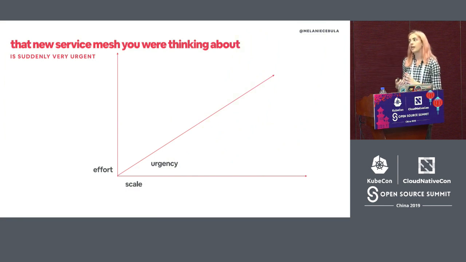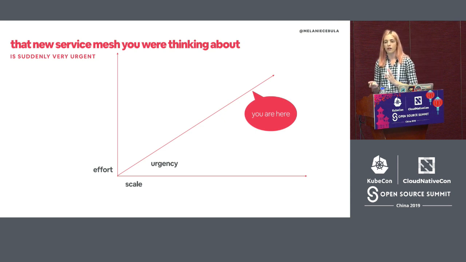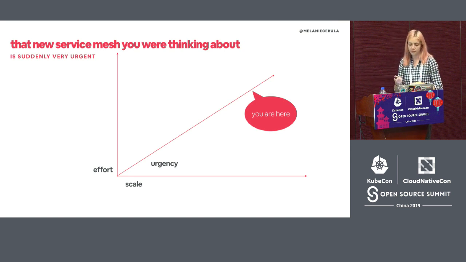Let's say you're thinking about replacing your service mesh, and you forecast that you have a few months or a year to replace it. So you want to do it right. You want to plan it out and slowly start migrating your edges over. And then suddenly you realize that you have a lot of unacceptable failures that start happening. Now this migration is very urgent, whereas before it was not urgent.